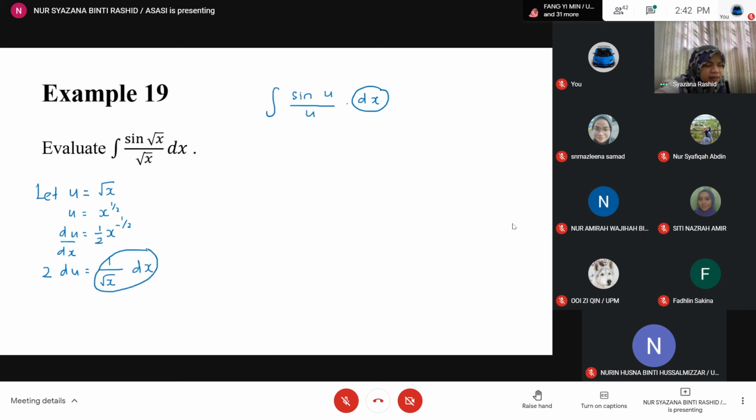And one more thing, you cannot bring x to the left. Any x that is here, you cannot bring to the left. You keep it on the right. You can only bring constants to the left. So you need to keep the x here. But I don't need this 1 over square root x. I just need dx.